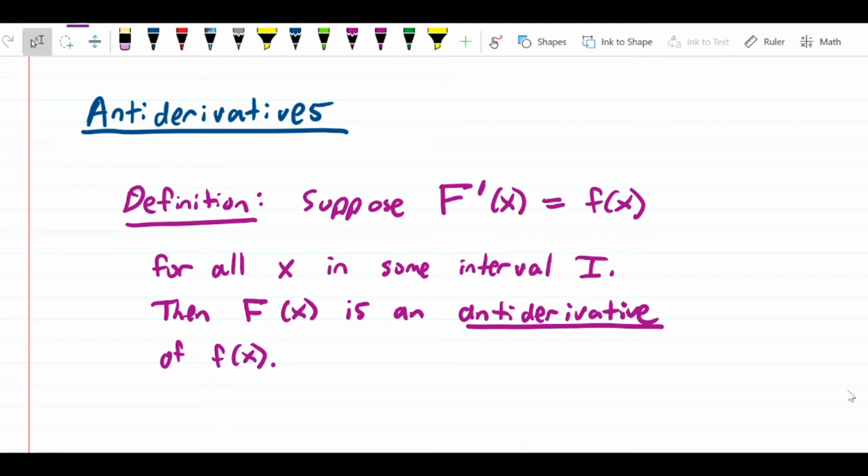We turn now to the subject of antiderivatives. And for those of you following along in the Thomas textbook, this corresponds to section 4.8. So we define an antiderivative as follows.